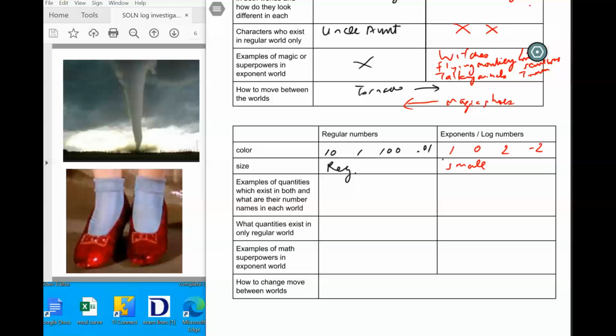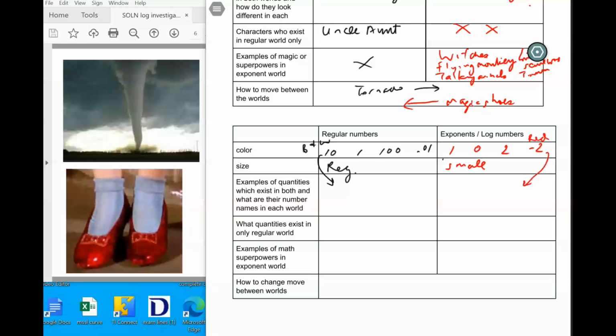Examples of quantities which exist in both worlds, and what are their number names? Okay, so that would be these. I think I got this mixed up. I meant to put the black and white up there, okay? So up here, black and white, and here they are red, okay? And then this actually goes here.